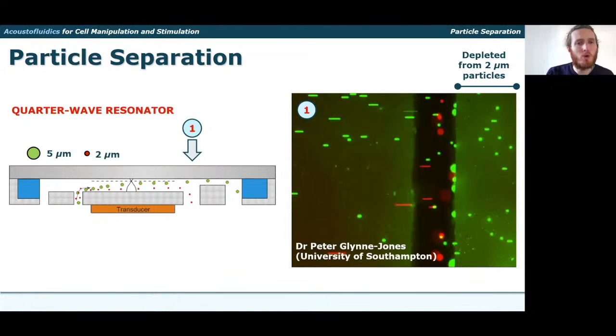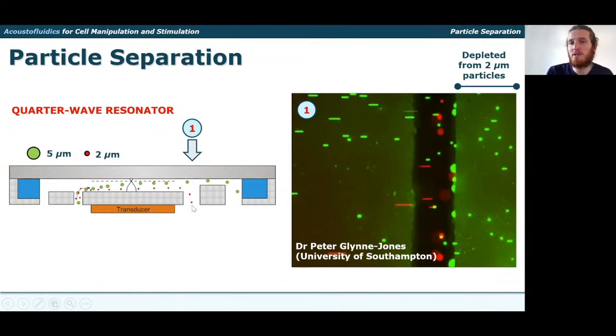Similar outcomes can be achieved using a quarter wave resonator. This is a slightly different configuration, as we said before. In this case, the pressure node is located just below the reflector surface. In this particular device, a suspension of both 5 micrometer and 2 micrometer diameter polystyrene beads was injected in the resonator. The larger particles, again, will be subject to greater radiation forces, so they will move more rapidly towards the pressure node, and they will flow towards the second outlet for extraction.